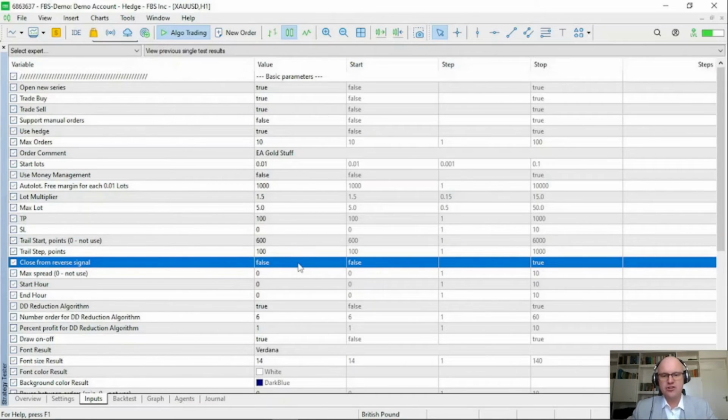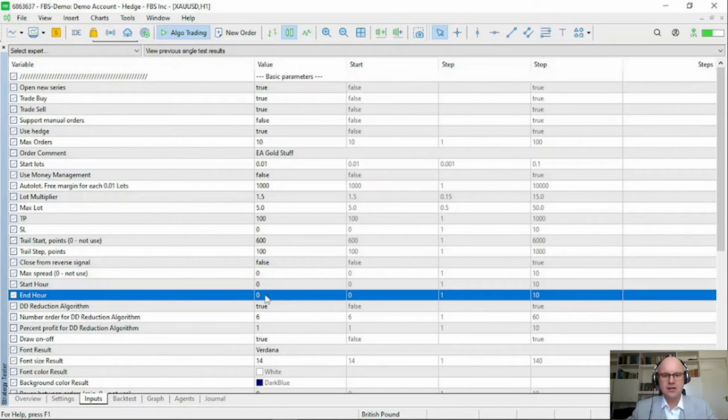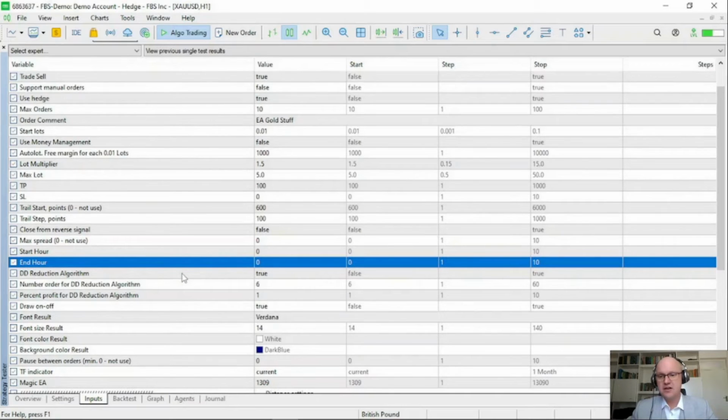Then we have the option of closing trades on a reverse signal. So from the images of the indicator that is used, once an opposite signal is printed, it will close that series. Then we have a few filters, including our maximum spread and start and end hour. Below this, we have the drawdown reduction algorithm.